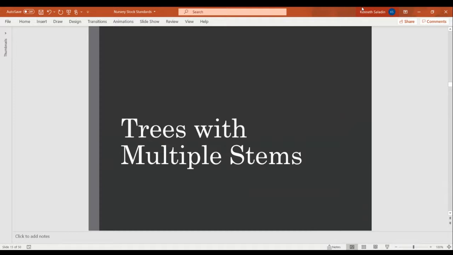All right, let's go ahead and talk about trees with multiple stems. So you may ask, well, what trees would have multiple stems? And the classic answer to that would be something like birch. Many trees naturally grow with multiple stems, although there are ways that we can create multiple stems in the nursery as part of the production process. So not all trees have one single stem. Some trees are multi-stemmed trees.